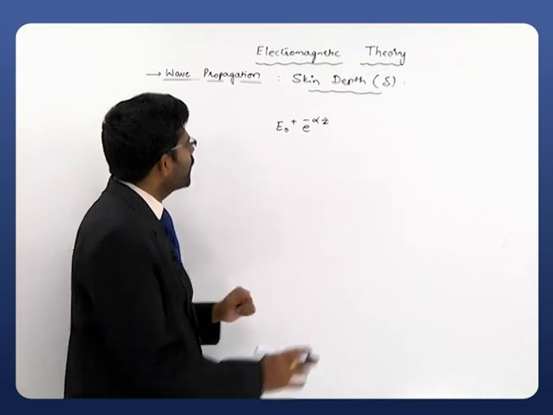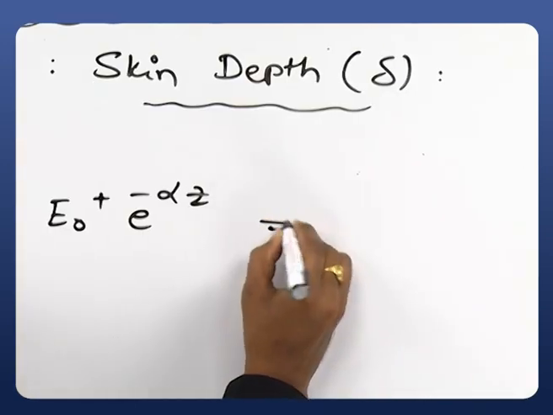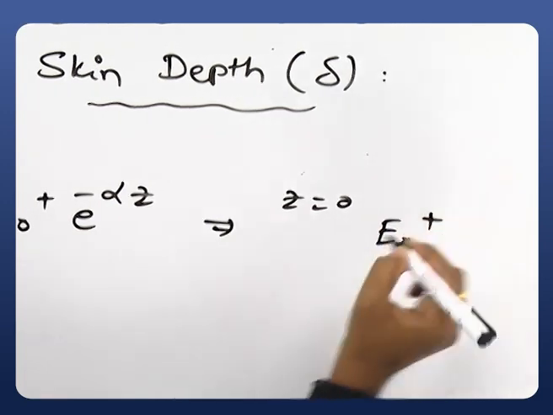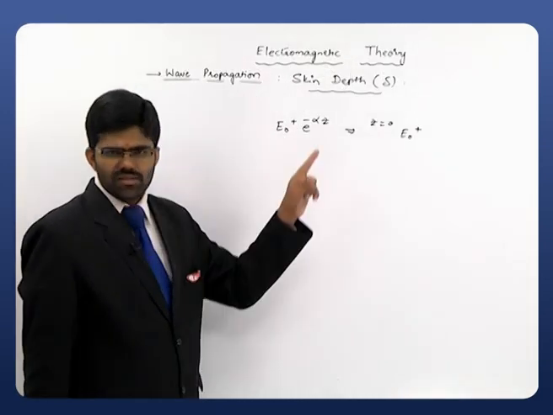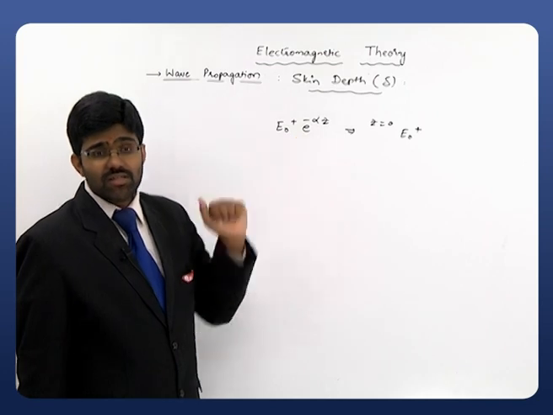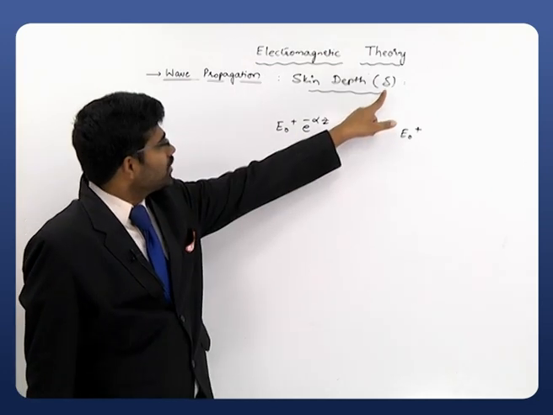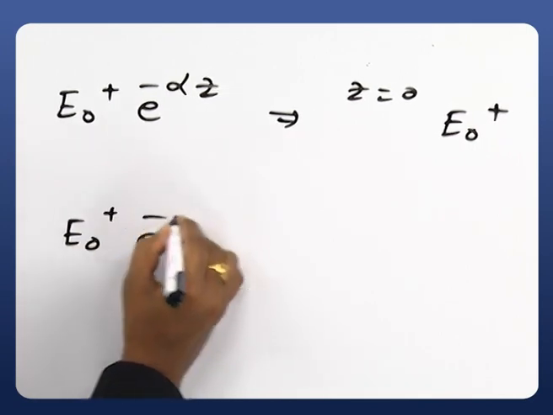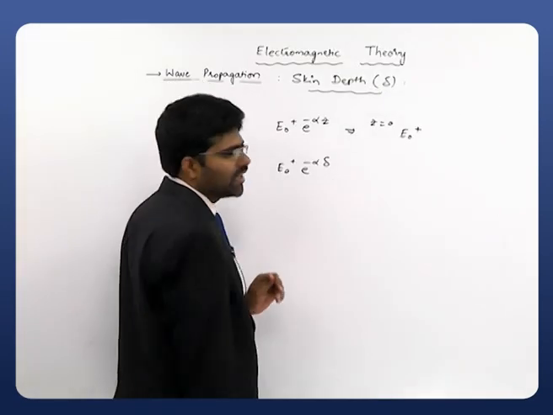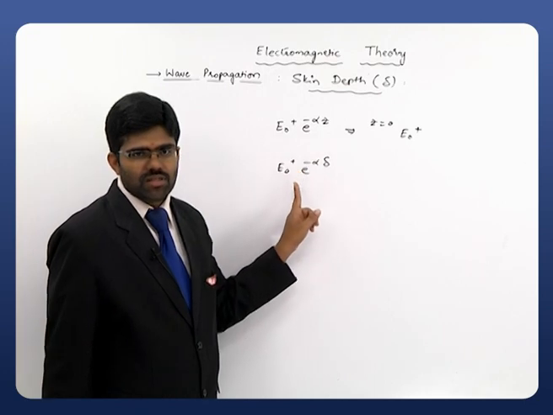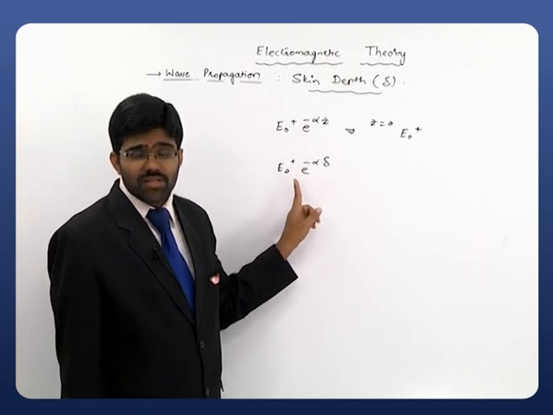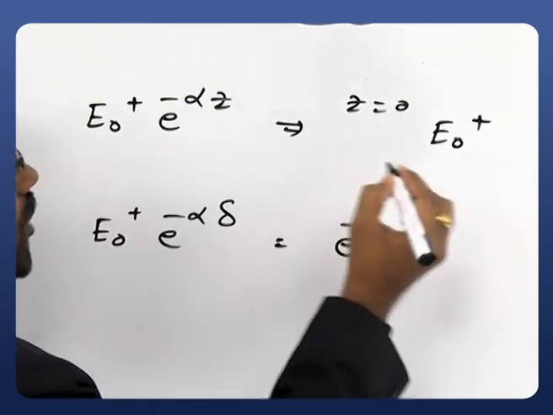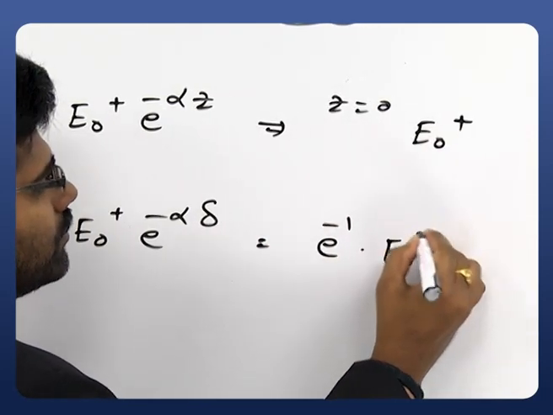What is the initial value for this one? Initial value means at z equals 0. The initial value is just E naught plus. Now how much distance has it traveled? For distance delta, take the signal as E naught plus e power minus alpha into delta. This much distance it has traveled. After traveling that much distance, what is the value? E power minus 1 times the initial value.